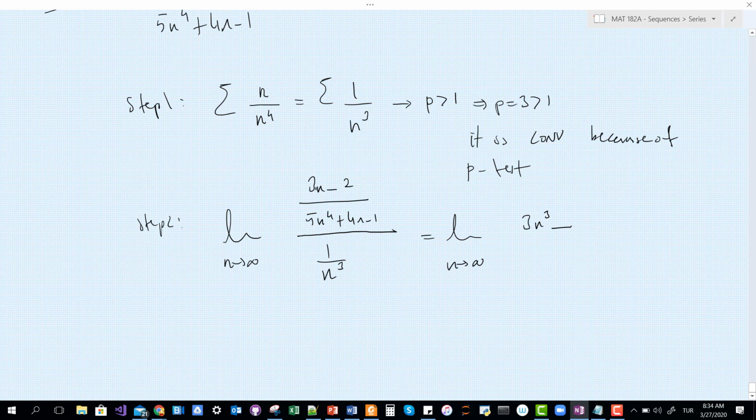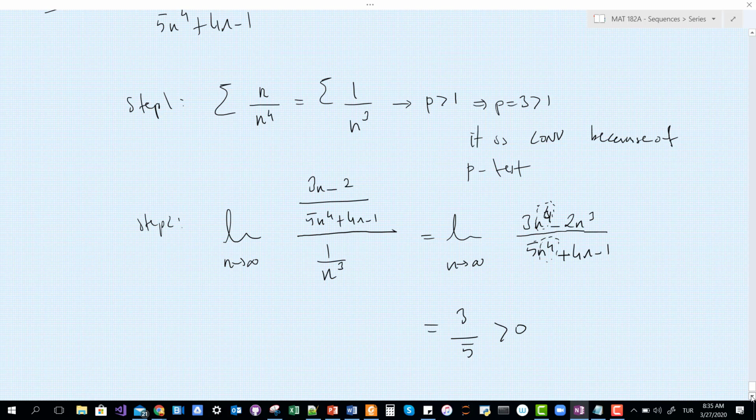When I multiply at the top, after flipping the second term, it's going to be equal to 3n to the 4 minus 2n cubed. I have 5n to the 4 plus 4n minus 1 in the bottom. I will use the same technique. I have n to the 4, and they are the highest degree term, and my limit is going to be equal to 3 over 5, which is bigger than 0.